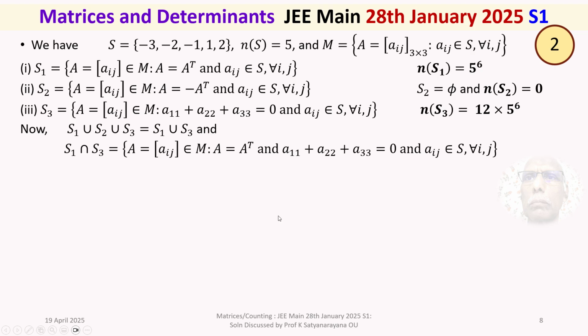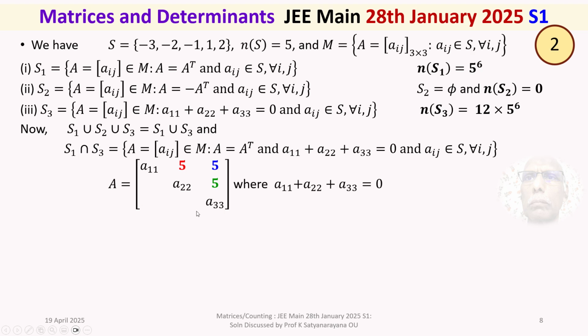n of S1 plus n of S3 minus n of S1 intersection S3 by the principle of inclusion and exclusion. So that's the reason why we are counting S1 intersection S3. S1 means the matrices must be symmetric, and S3 means the trace must be 0. Both must be satisfied because it is an intersection. So this is how the matrices of S1 intersection S3 will look like.